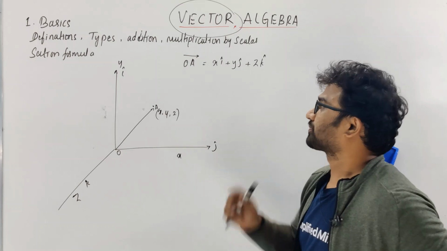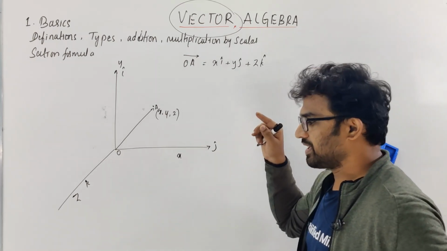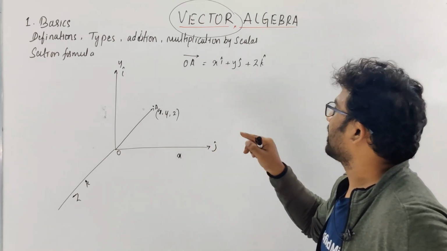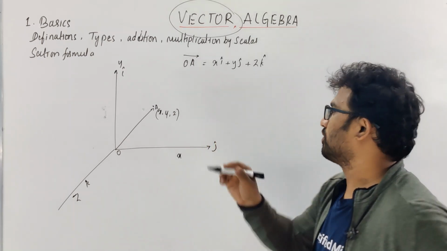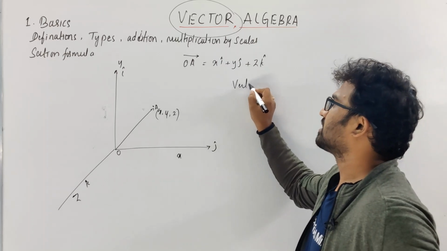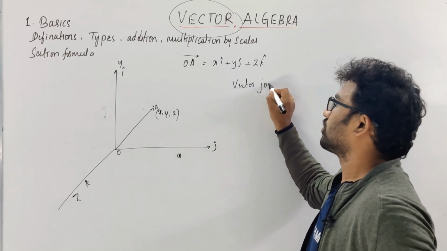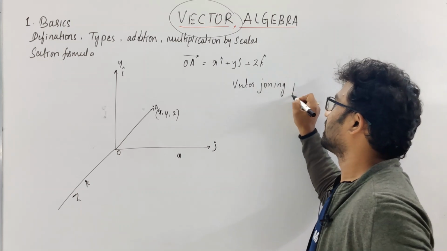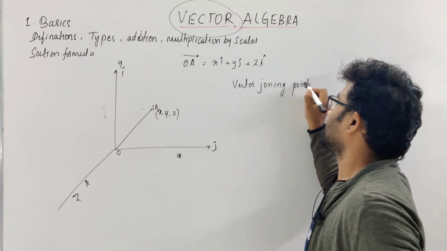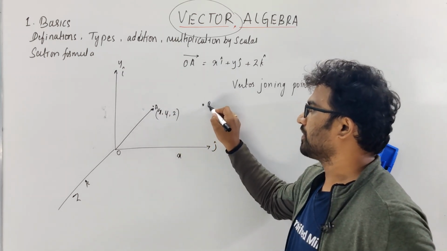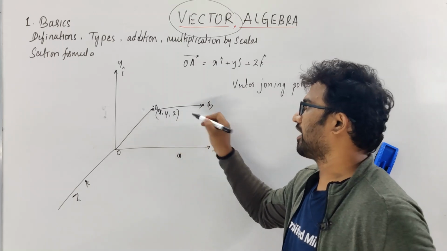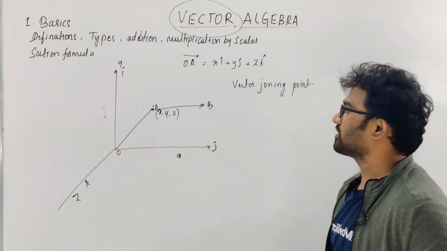Okay, so now, since I'm explaining the position vector here itself, I'll try to explain one more small concept here: the vector joining 2 points. It's very simple. We use the vector joining 2 points many times. So for example, imagine there's a point A here, and another point B here. So you have the vector joining points A and B.